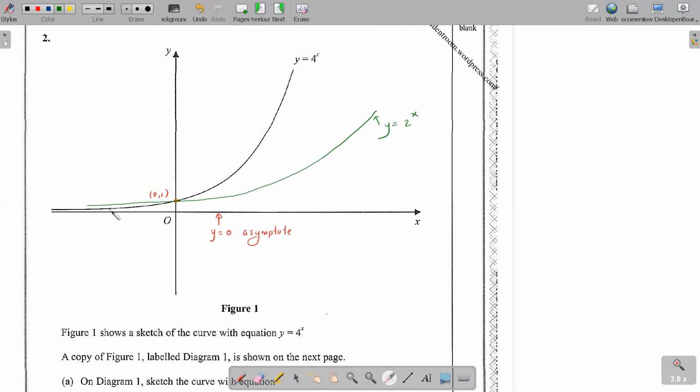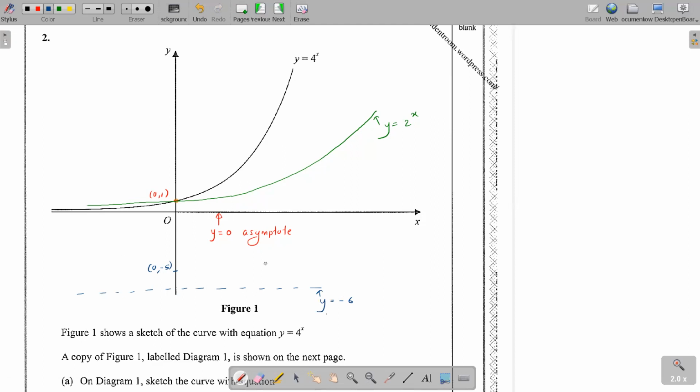So in this graph, (0, 1). When you subtract 6 units from 1, you end up getting (0, -5), right? And then the asymptote y equals 0 would simply come down, and we draw a dotted line to show the asymptote. So the asymptote will become y equals minus 6. Y equals minus 6 is the asymptote.